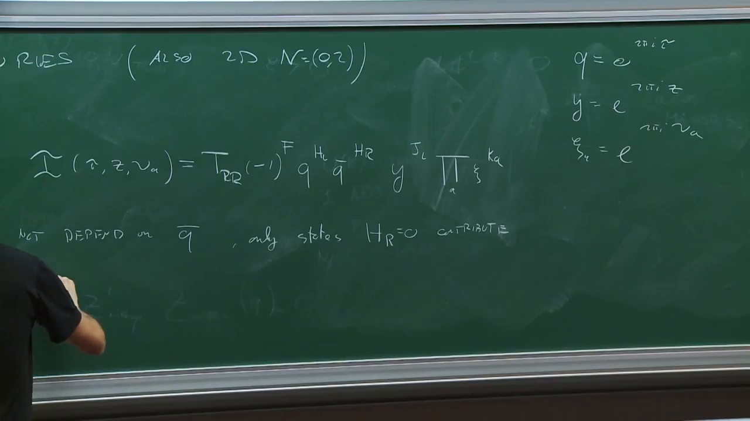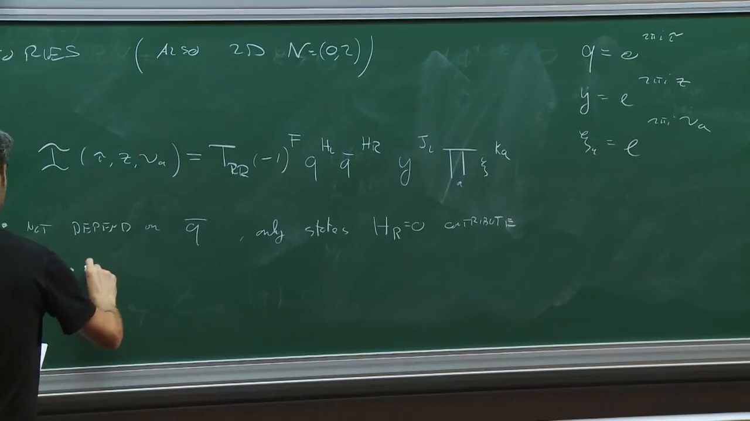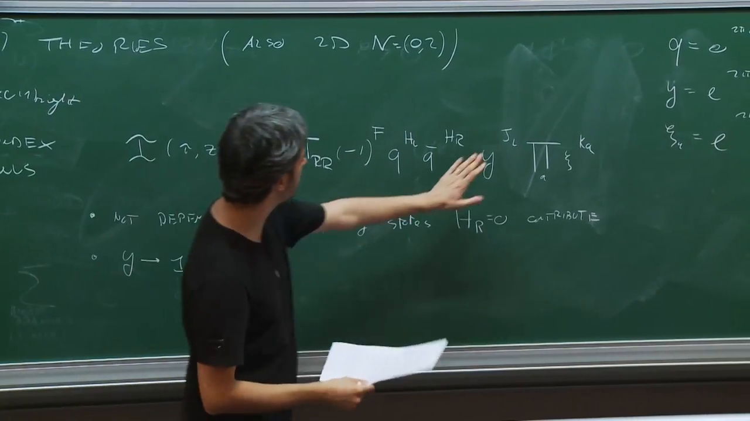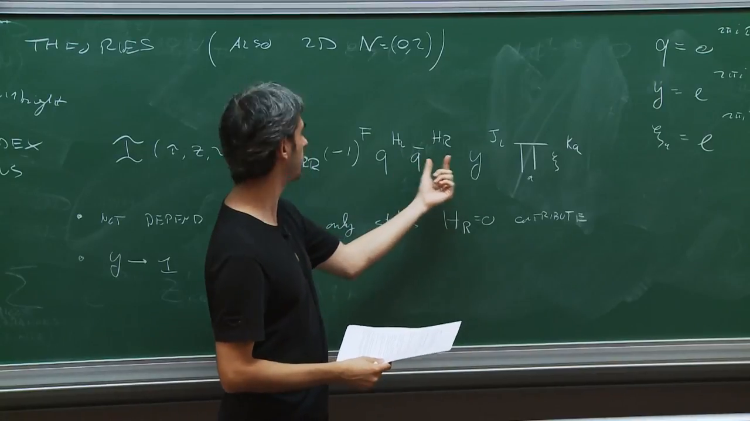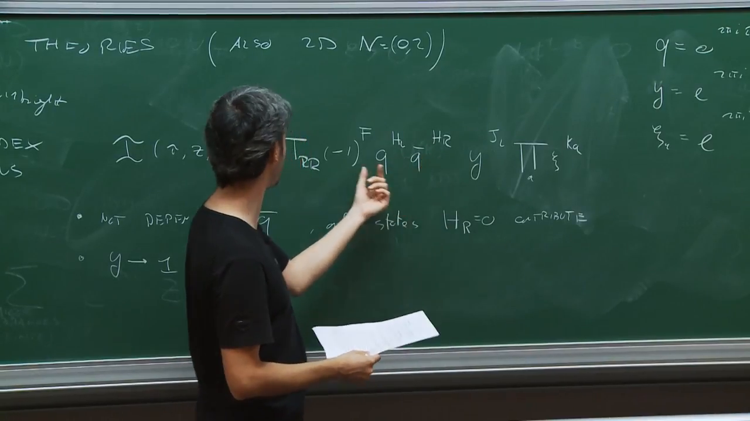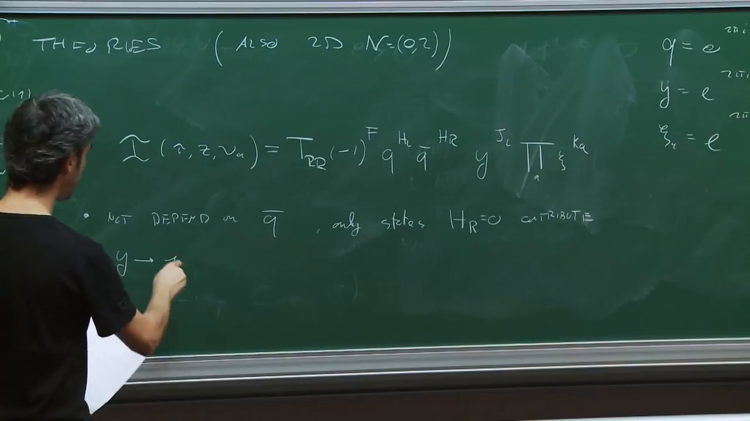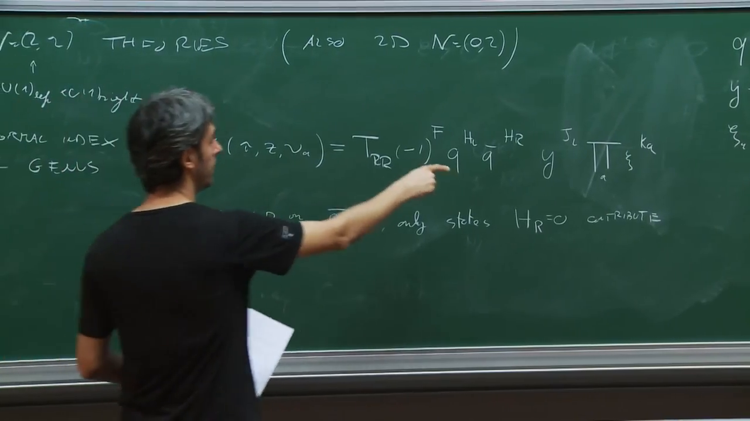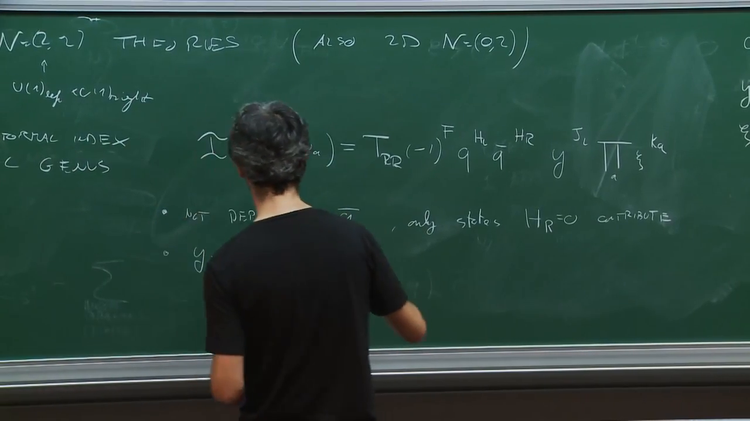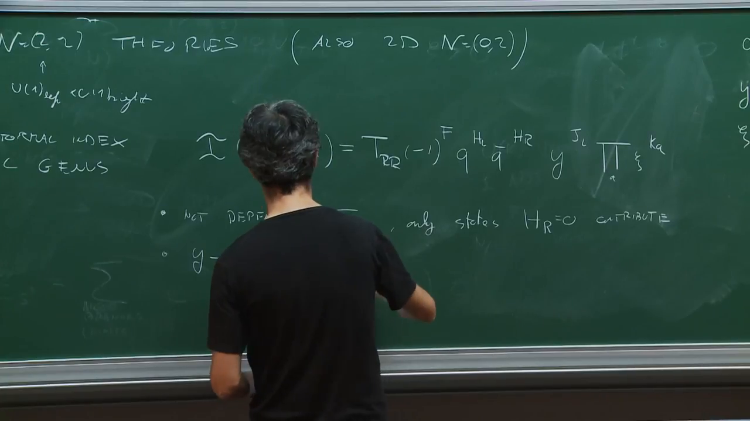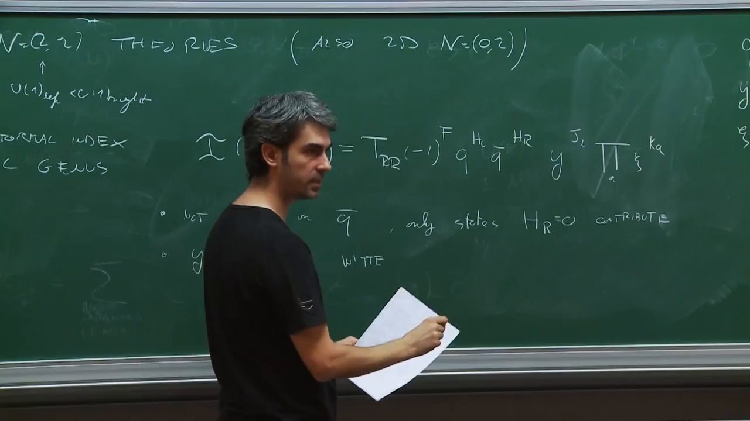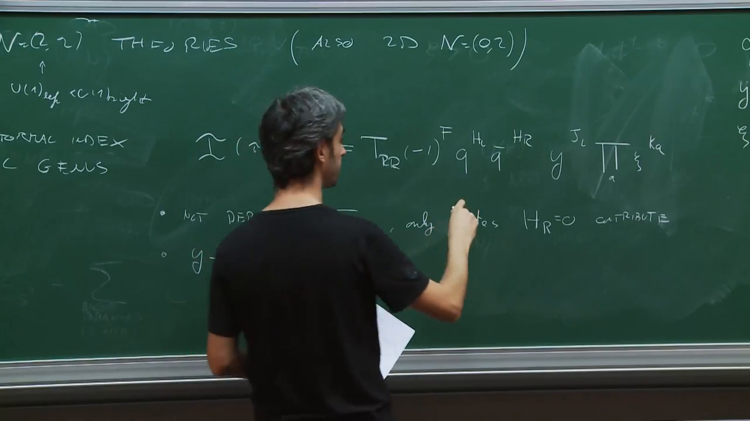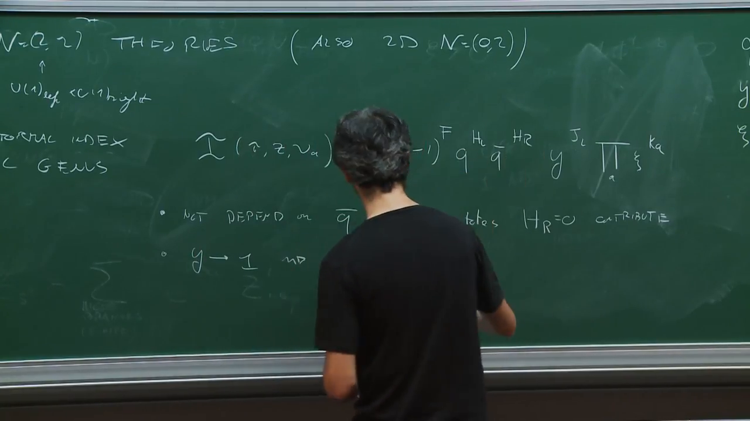Of course, we can send y to 1, and then we remove this parameter. And if we don't have this parameter, we can apply the same argument, so there is also no dependence on q. And in fact, this reduces to a number, which is the Witten index. So now we are just really counting ground states of the system on S1, where both H_L and H_R are 0.